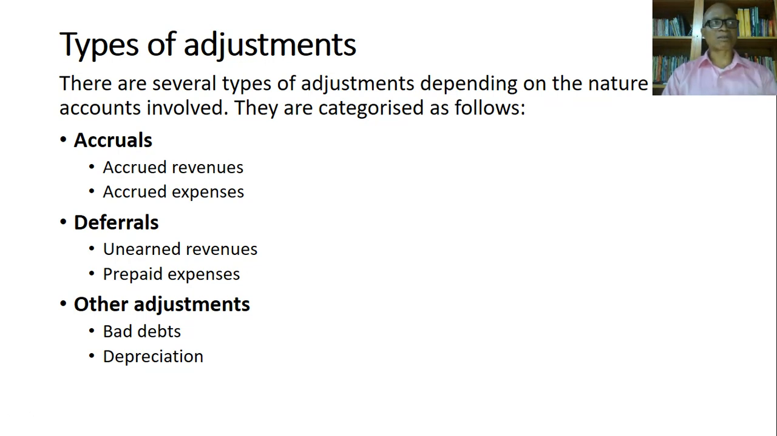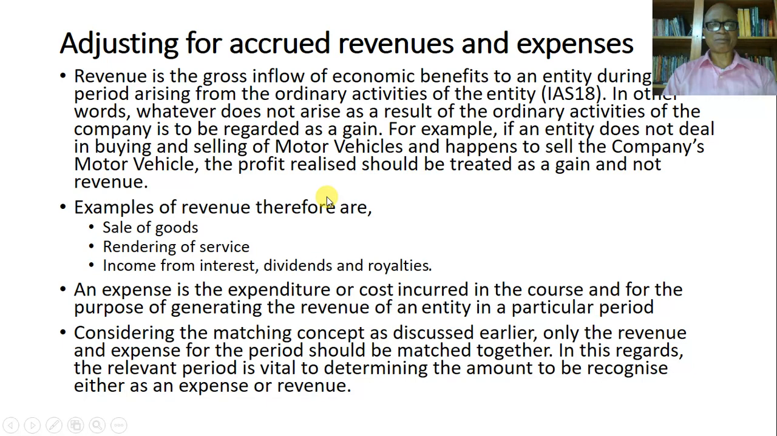Types of adjustment, I categorize them into three. The first one is accruals, the second one is deferrals, and the third one, other adjustment. For accruals, we have accrued revenues and accrued expenses. For deferrals, we have unearned revenues and prepaid expenses. For other adjustment, bad debts and depreciation. Now, for the purpose of this part, we'll be looking at the first two, accruals and deferrals. The next one will be taken in the next part.